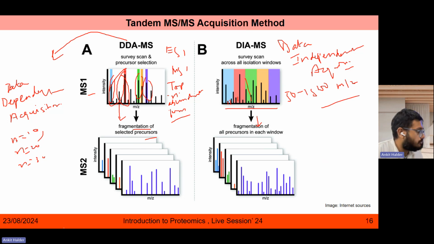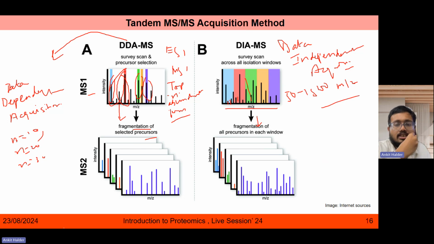And for the data independent acquisition, what you are going to do is take the entire window spectrum of the spectra for a given particular window, and fragment each and every one. You are not looking at any intensity, which one is the most abundant one, which one is the lowest abundant one. You are not going to choose any of those particular things, and you are completely going for the fragmentation.